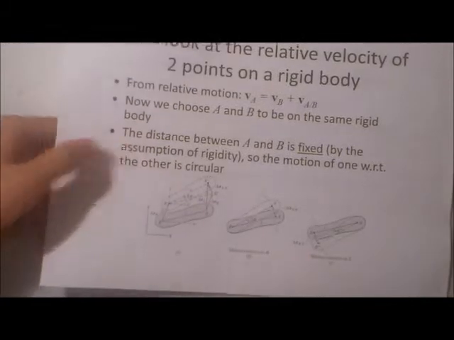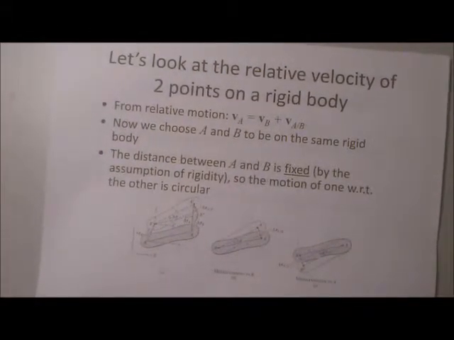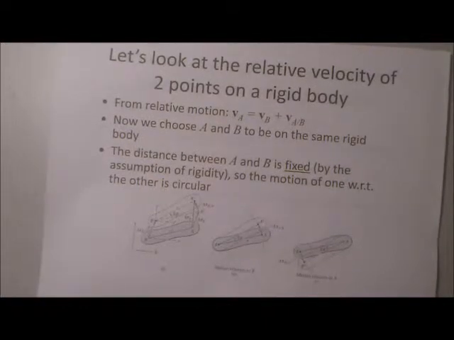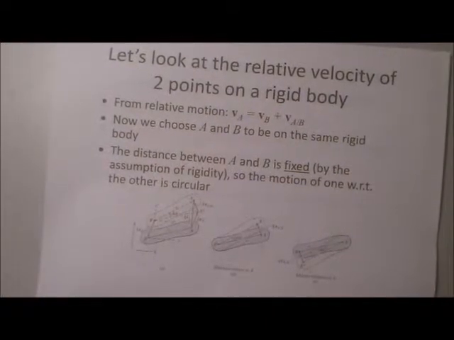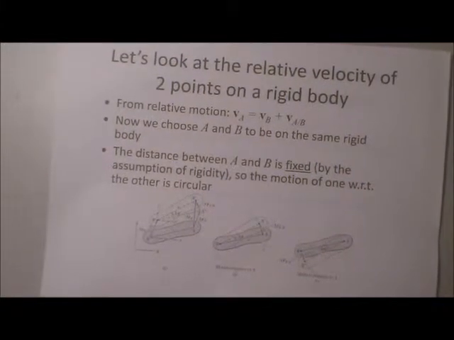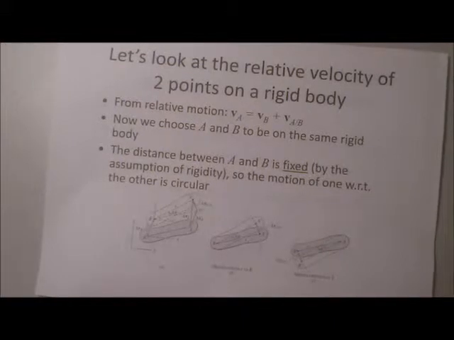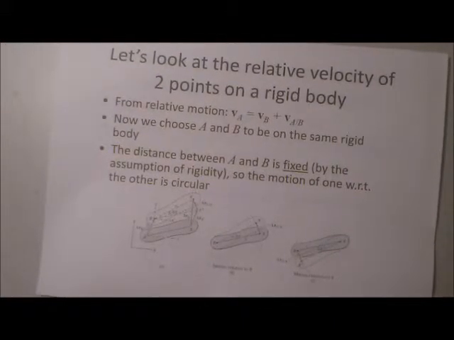Let's look at the relative velocity of two points on a rigid body. From relative motion, VA equals VB plus VA relative to B. Now we choose A and B to be on the same rigid body. The distance between A and B is fixed, so the motion of one with respect to the other is circular.